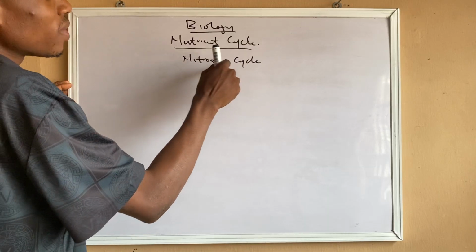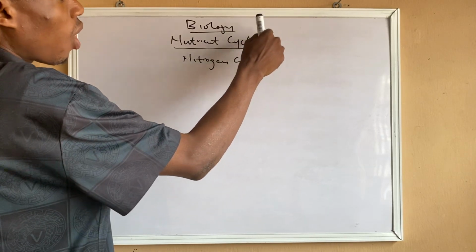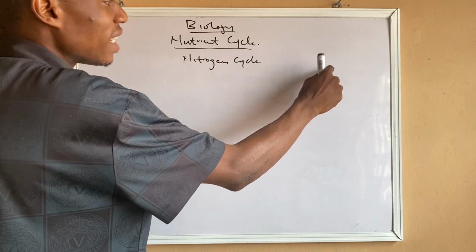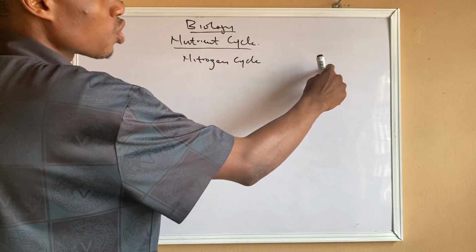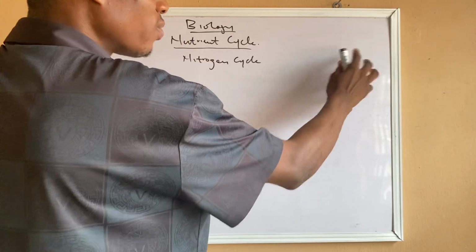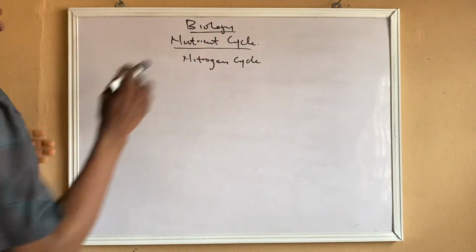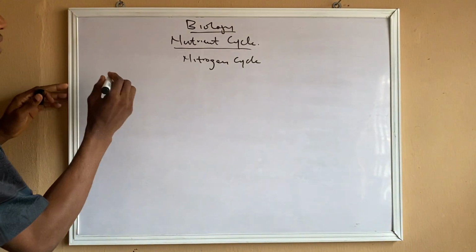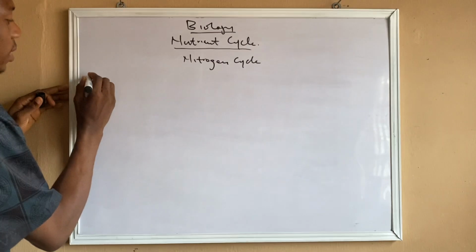Nitrogen is one of the cycles that occurs under the nutrient cycle, because nitrogen is one of the elements that is being added to the soil or being removed from the soil. They are both being added and removed from the soil. So what is the nitrogen cycle? The nitrogen cycle can be defined as a complex process.